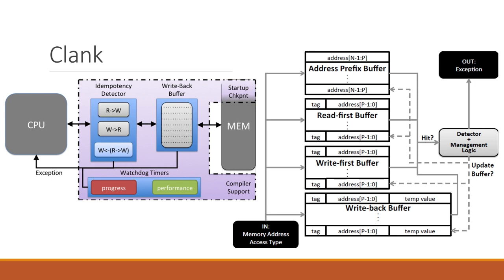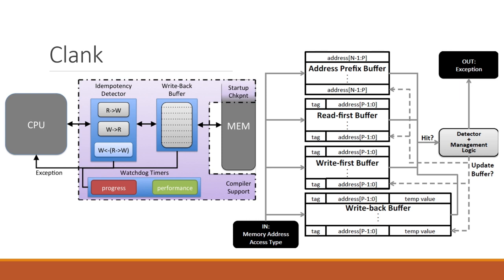The write back buffer serves as a temporary storage mechanism for idempotency violating writes, allowing Clank to delay committing these writes to non-volatile memory. When an idempotency violation is detected, instead of immediately updating the corresponding memory address in non-volatile memory, Clank stores the updated value in the write back buffer. This delayed commit strategy effectively extends the execution of idempotent sections beyond their natural limits.